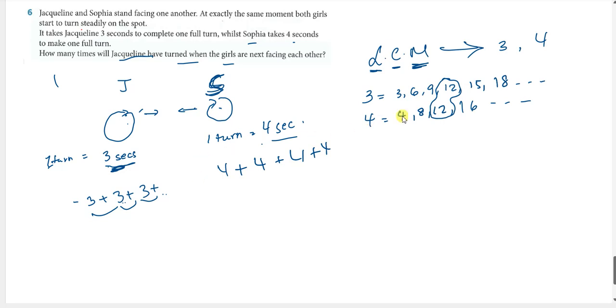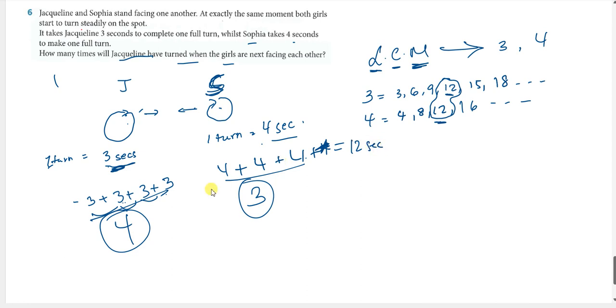So both of these girls will face each other at the 12th second. J takes 3 plus 3 plus 3 plus 3, which is 12, and S takes 4 plus 4 plus 4, which is 12. So J takes 4 turns and S takes only 3 turns, after which the time will be 12 seconds. We first found that they will face each other at 12 seconds.